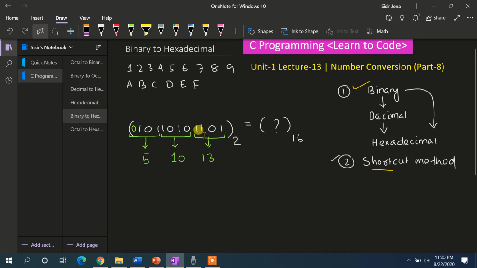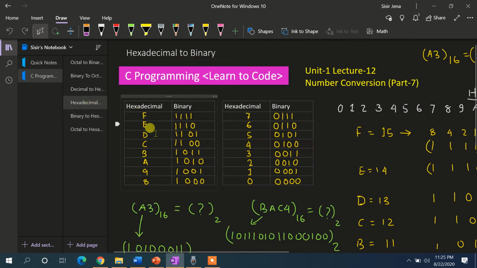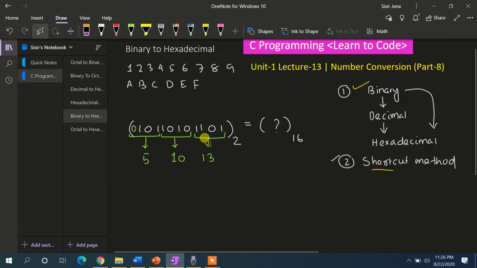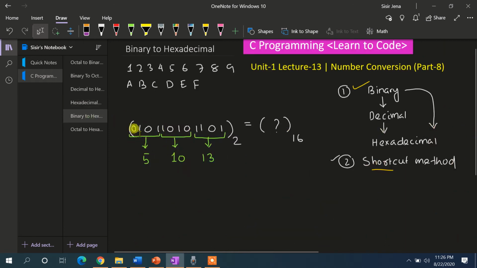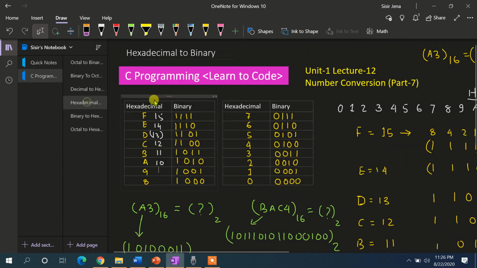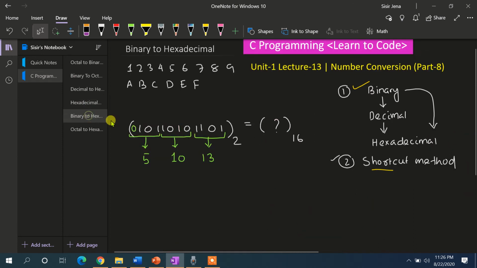So you can see 1101 is 13. If you see this is your 1101, because D represents 13, right? So D is 13 actually, because this is 14, this is 15 and this is 12, this is 11, this is 10. So see, 13 means 1101. So that's why I have written 1101 as 13. 1010 is 10. So you can see 1010 is 10 and 0101 is 5. How to find it? You need to watch the previous video.